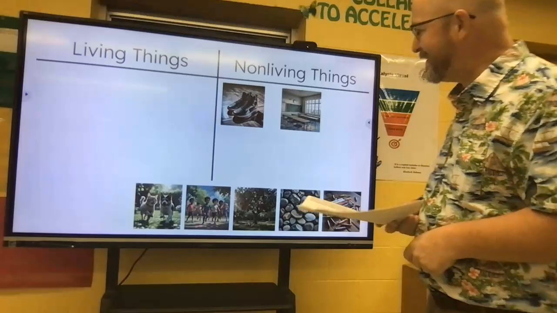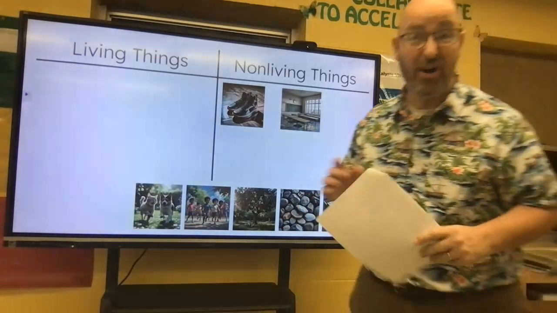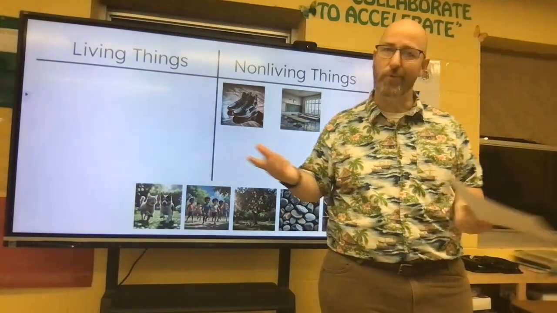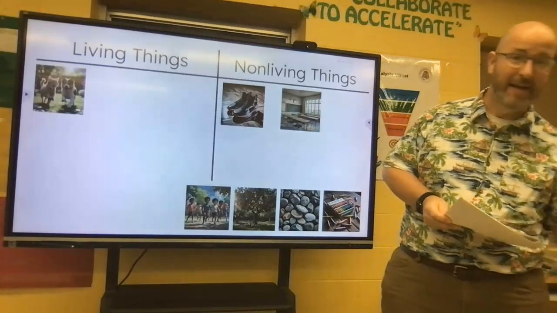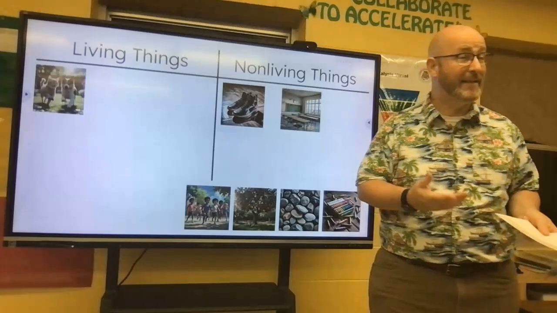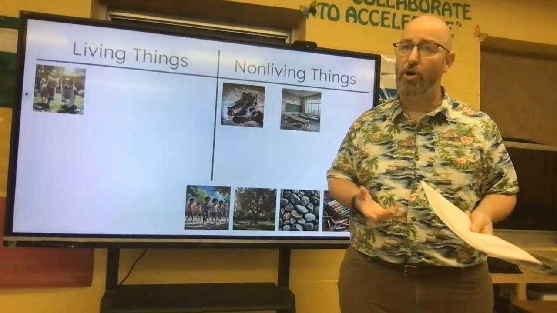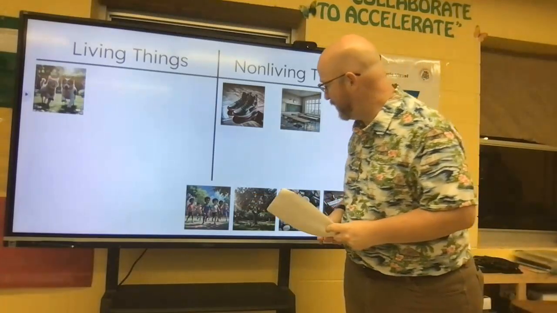What about our next one? I see a cat and a dog. Are cats and dogs living things or are they non-living things? That's right. They are living things because pets, cats and dogs, or animals all need food or water to stay alive. Our next one is a bunch of children.